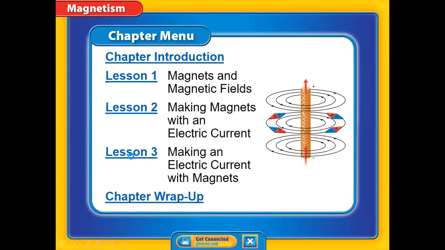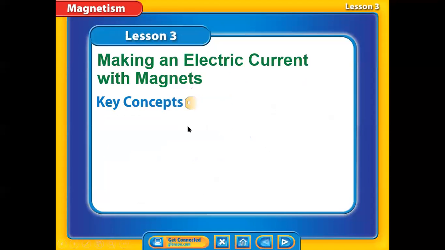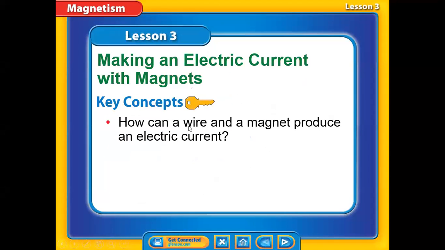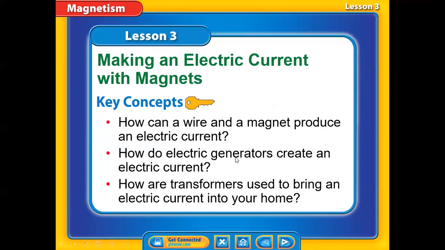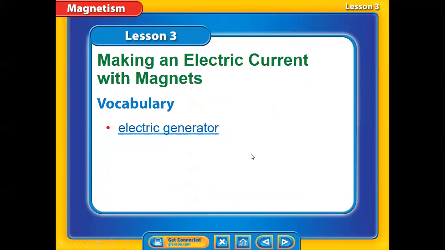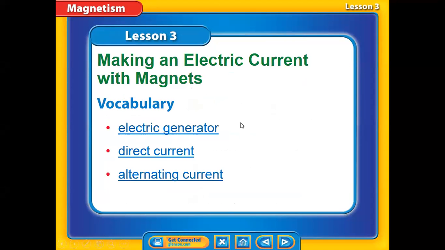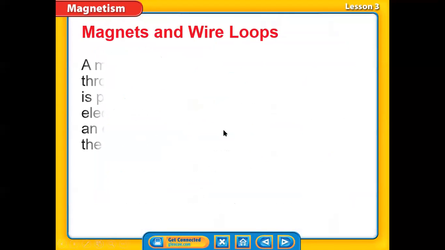So we're gonna start on lesson 3 about making electric current from electricity. By the end of this lesson, we should be able to know how a wire and a magnet produce an electric current, how electric generators create an electric current, and finally, how transformers are used to bring electric current into your homes. The new vocabulary in our lesson: electric generator, electric current, alternating current, turbine, and transformers. So let's start here, guys.